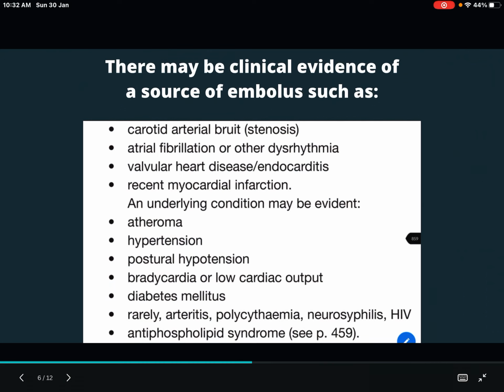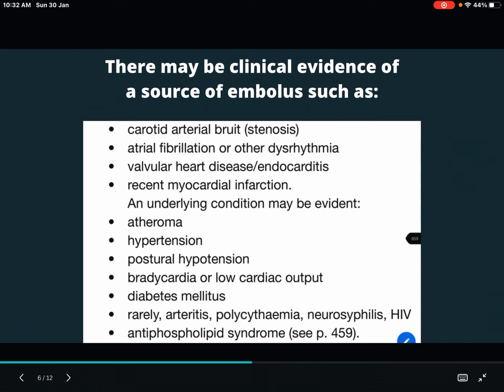So the clinical evidence will be there. While having a transient ischemic attack, we can see these things like any carotid arterial bruit or stenosis, atrial fibrillation or any dysrhythmia, valvular heart diseases or endocarditis, any recent myocardial infarction. Or any underlying condition, that is atheroma, hypertension, postural hypotension, bradycardia or low cardiac output, diabetes mellitus. These things can be there, because these are the risk factors for developing transient ischemic attacks.